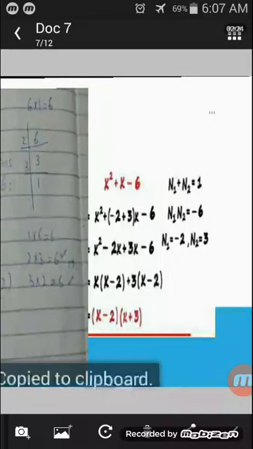You can see on the right side n1 and n2 are the two numbers. When we add n1 and n2, the result is plus 1, n1 into n2 is minus 6, and x square minus 2x plus 3x minus 6. The result will be x minus 2 into x plus 3.